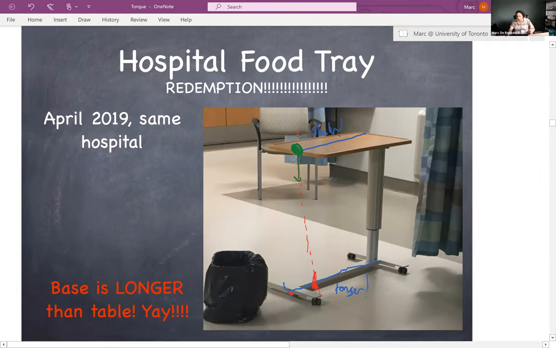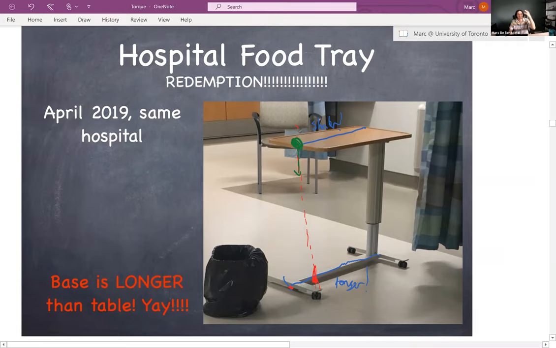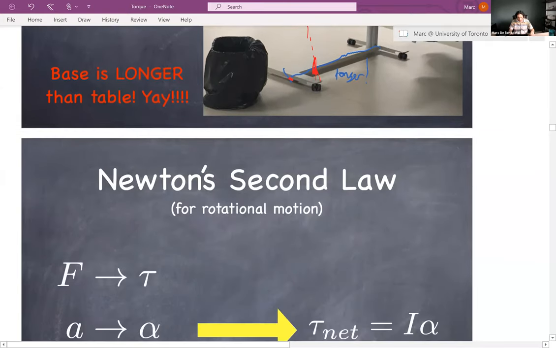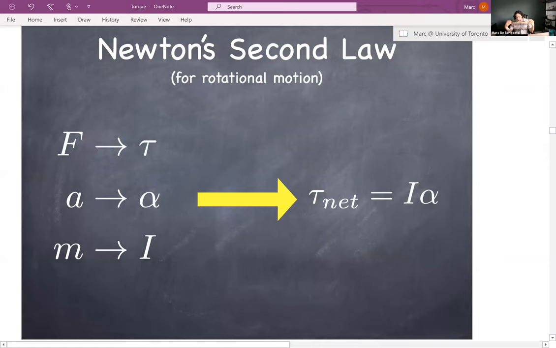So, redemption. I've taught this class four or five times now, and I was only really able to say the redemption story as of last year, because April 2019 was actually a few months before June 2019. So this is actually the second time I'm able to say the redemption story. Okay, anyway, hopefully those examples better illustrate what a lever arm is. Let's move back into the math and the actual physics.